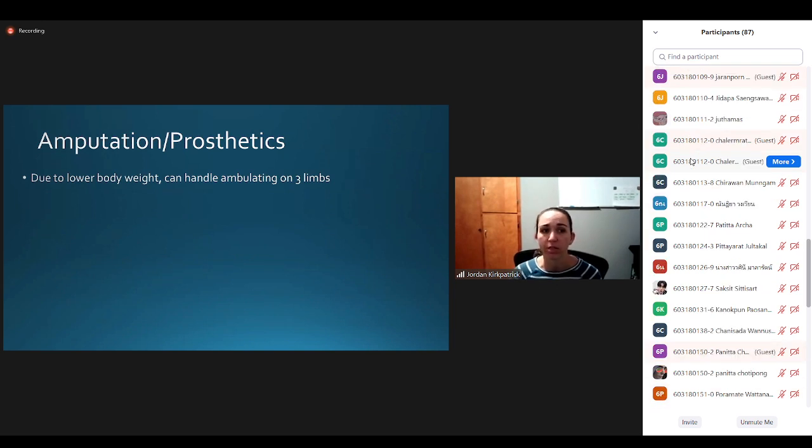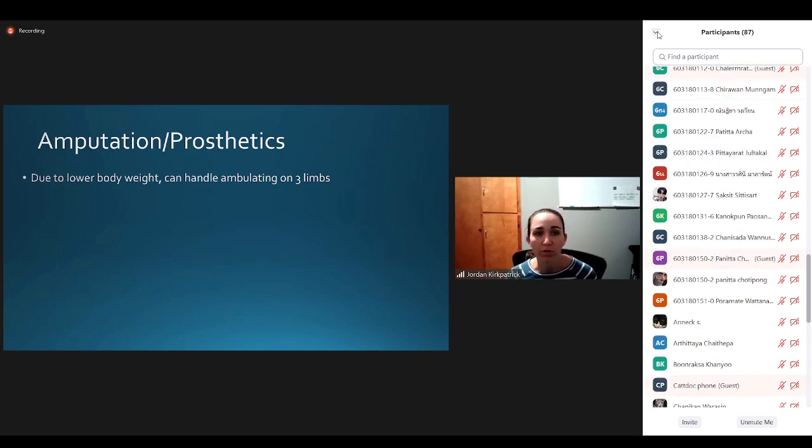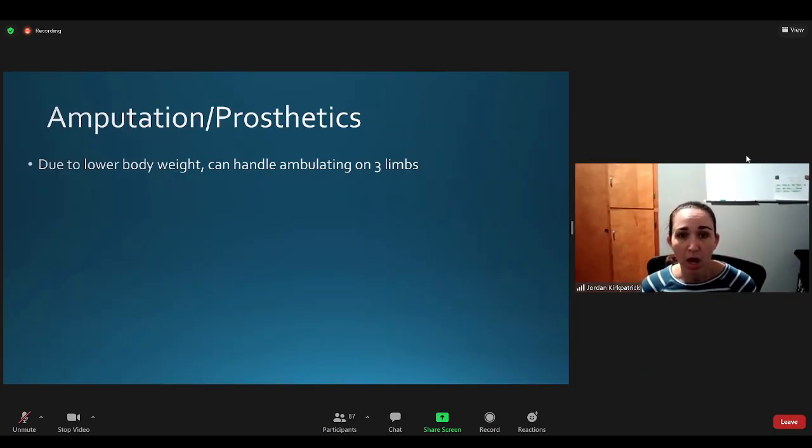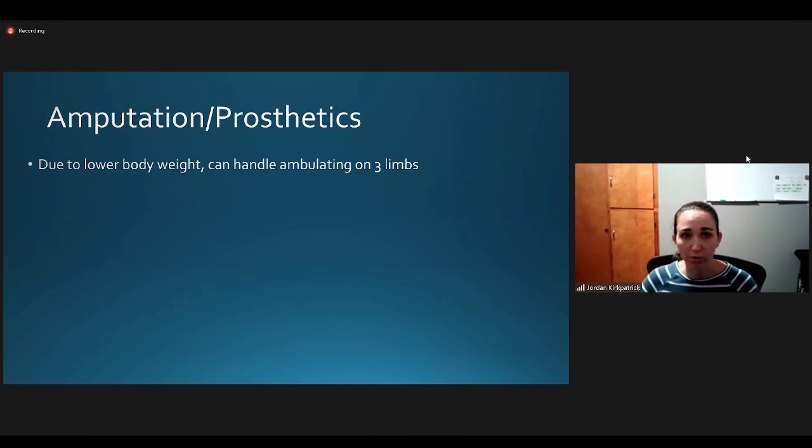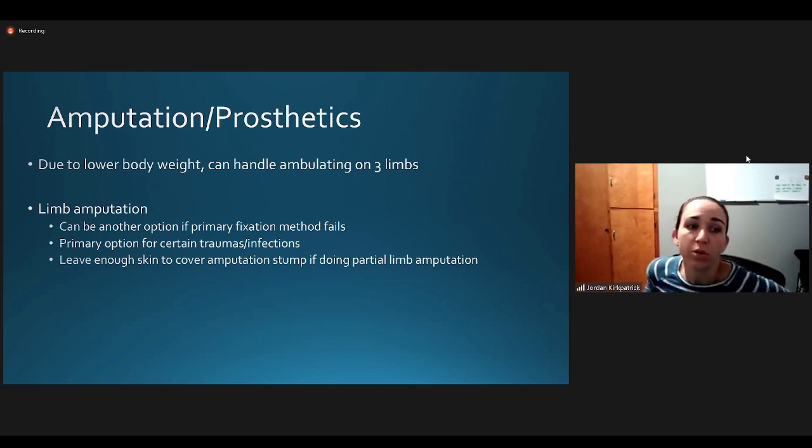Again, the big thing with them that's another option we can do is amputation and prosthetics. And so because they have a lower body weight, they can handle ambulating on 3 limbs. So limb amputation, you can do it if primary fixation method fails, if there's a lot of infection and trauma that would preclude doing other types of fixation, or if that's what the owners want to do, they don't want to pay for internal fixation, rather just amputate because honestly, it's a cheaper option.